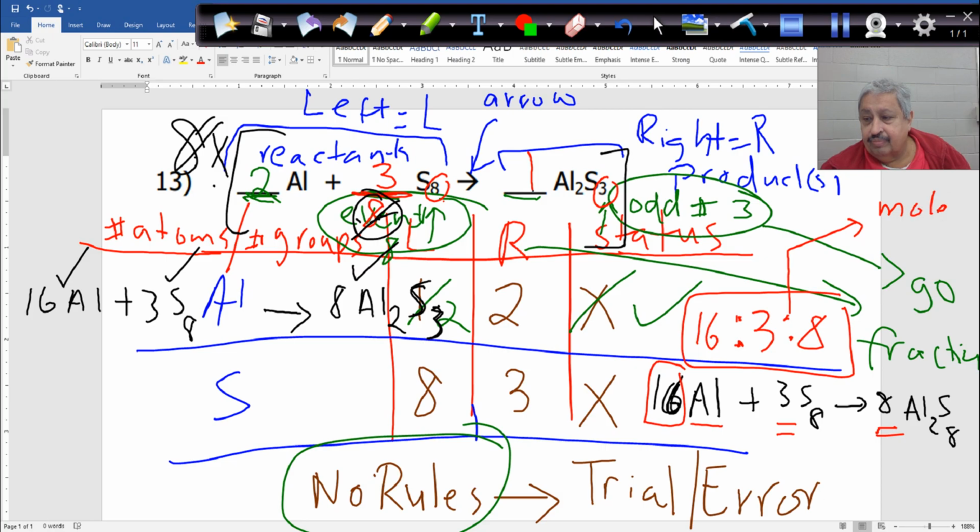So I have here, this is called the mole ratio, or sometimes called the coefficient ratio. So 16 to 3 to 8.